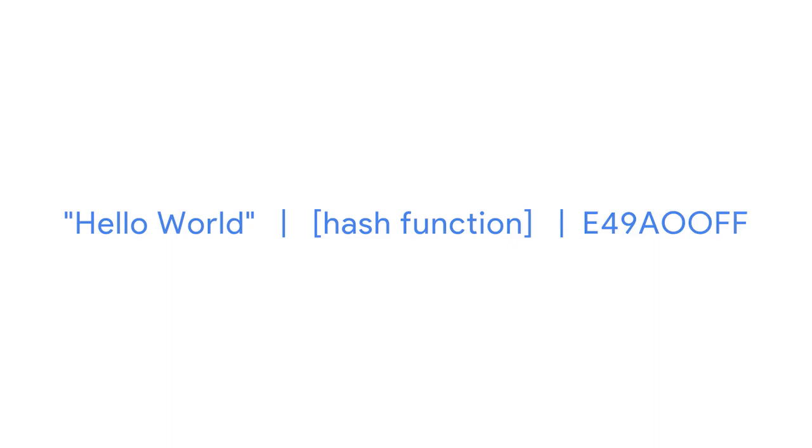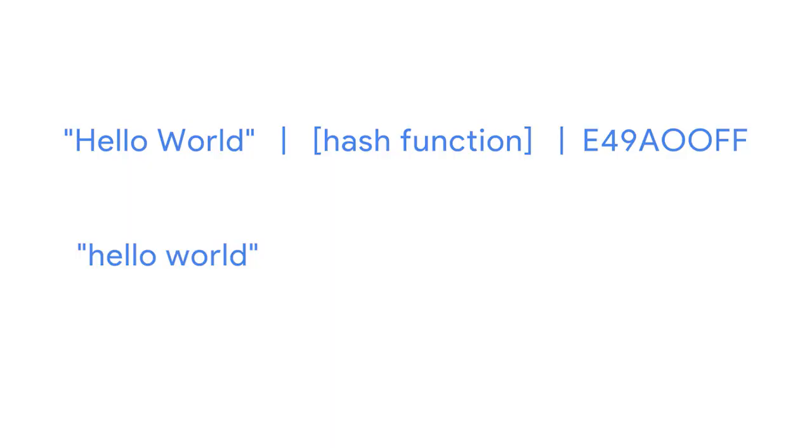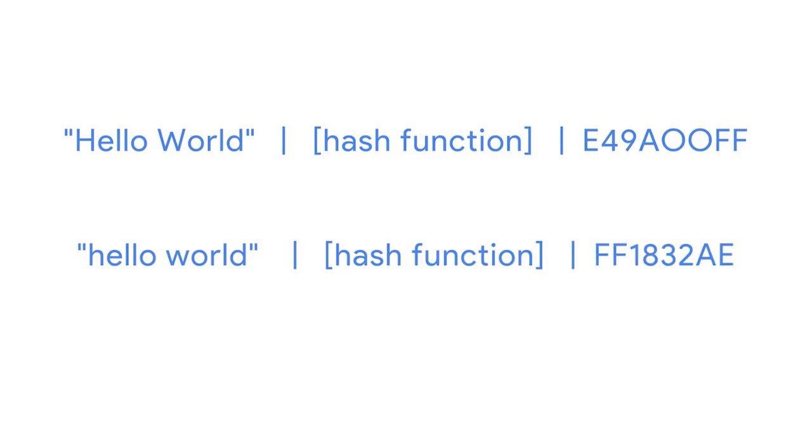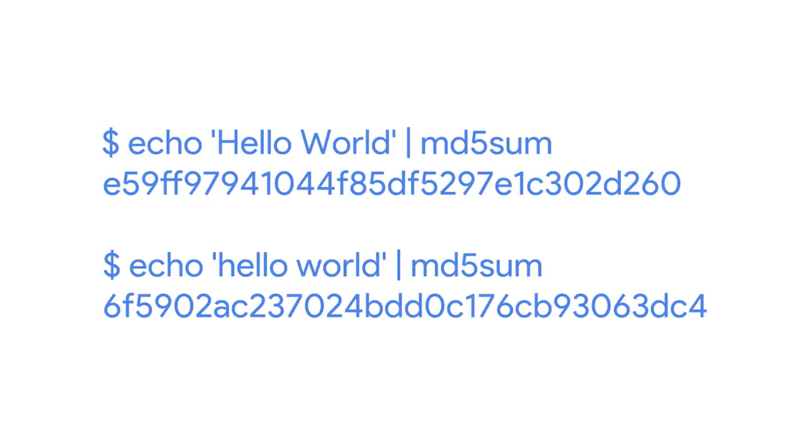Let's take a basic example to quickly demonstrate how a hash function works. We'll use an imaginary hash function for demonstration purposes. Let's say we have an input string of Hello World and we feed this into a hash function which generates the resulting hash of E49A00FF. Every time we feed this string into our function, we get the same hash digest output. Now let's modify the input very slightly so it becomes hello world, all lowercase now. While this change seems small to us, the resulting hash output is wildly different: FF1832AE. Here is the same example, but using a real hash function, in this case, MD5sum.